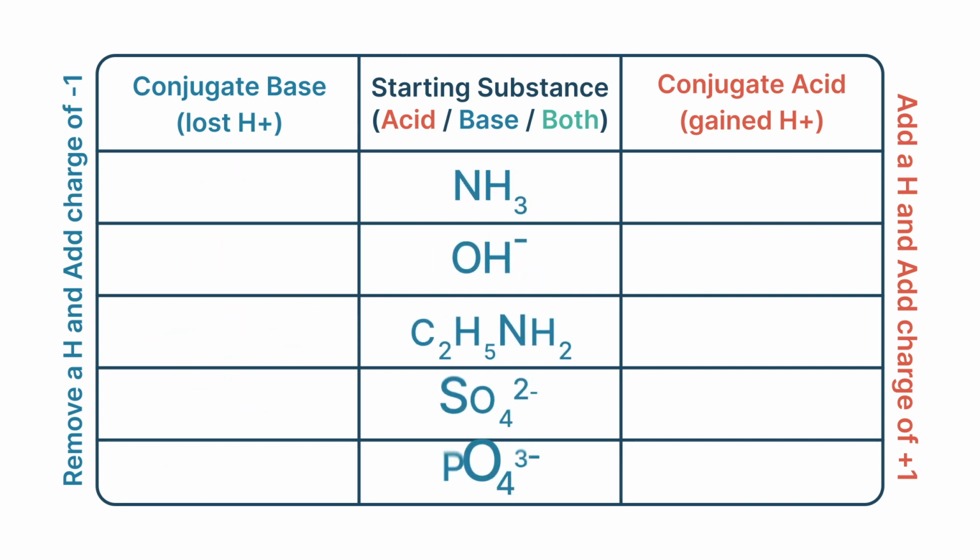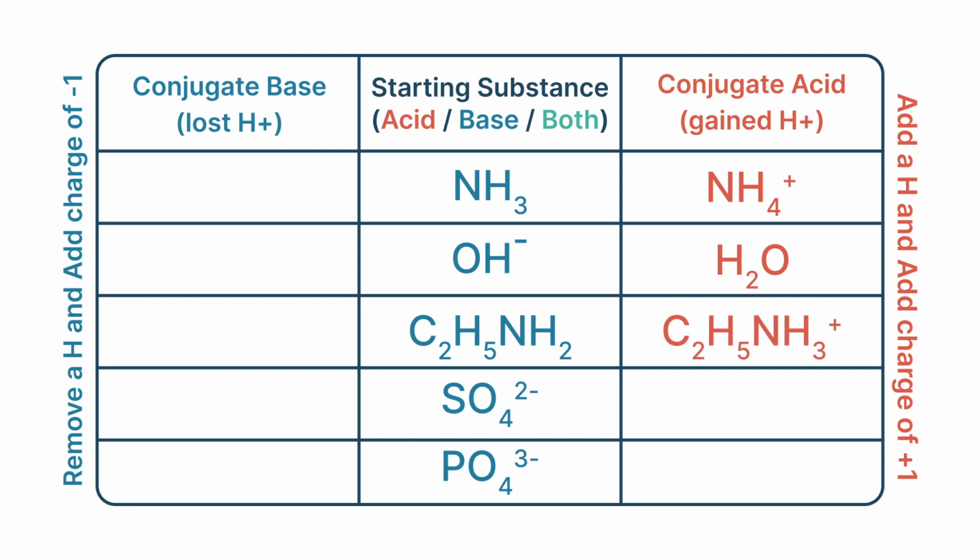The bases we see here are only in a position to accept protons, and so cannot behave as acids. Ammonia, NH3, accepts a proton to form the ammonium ion NH4+. The hydroxide ion accepts a proton to form water. Note in this example that there is already a charge of -1 on the ion, so accepting a proton will mean that the final charge is now neutral.